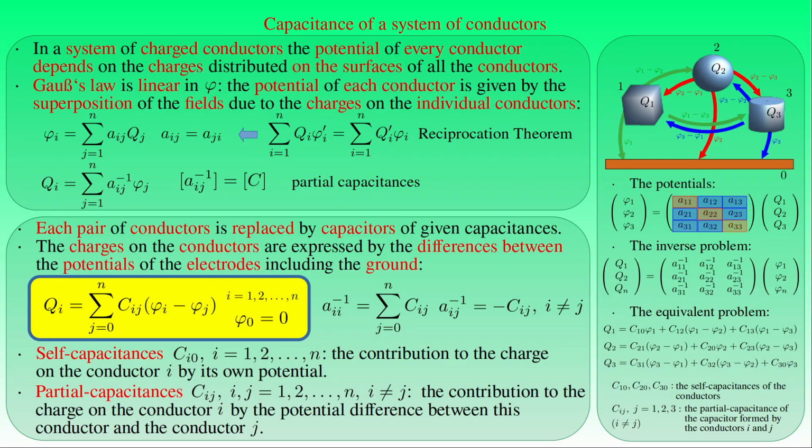We can give the analogous interpretation of the two other equations as well, which shows that each electrode has one self-capacitance and two partial capacitances. For a system of n electrodes, each electrode has one self-capacitance and n-1 partial capacitances.